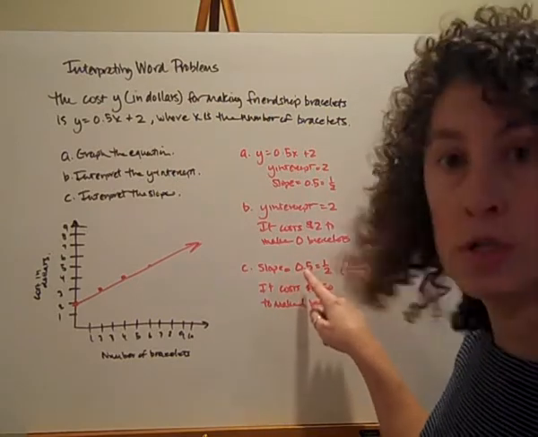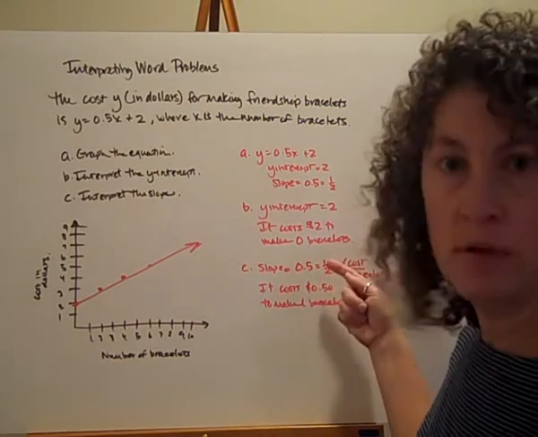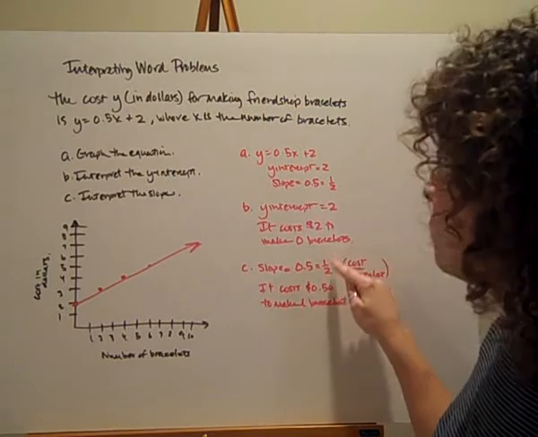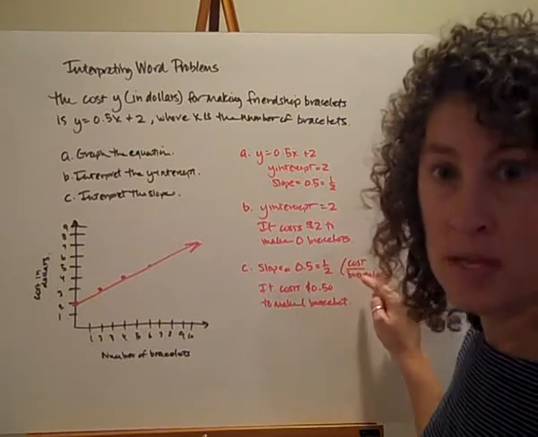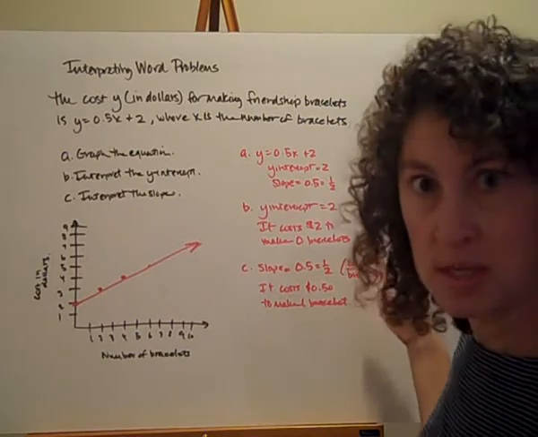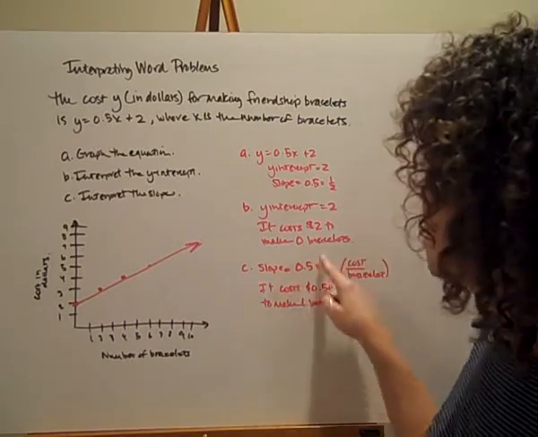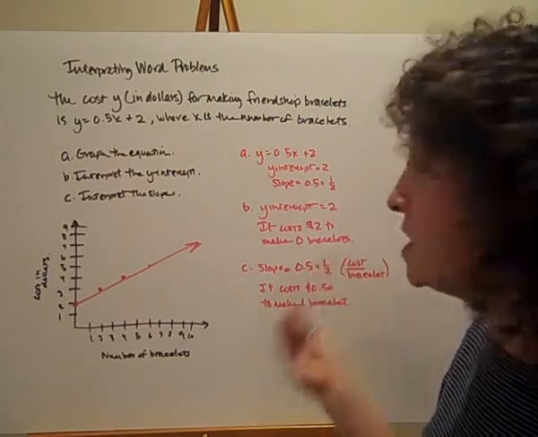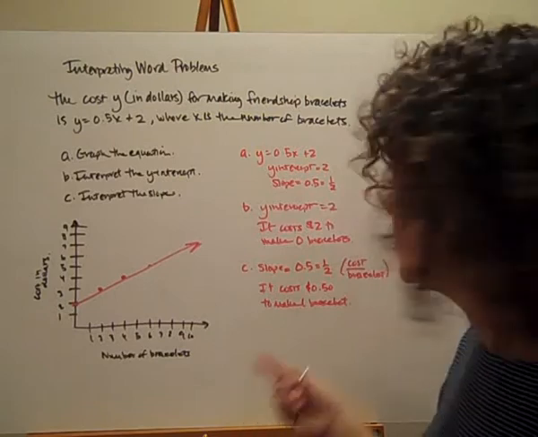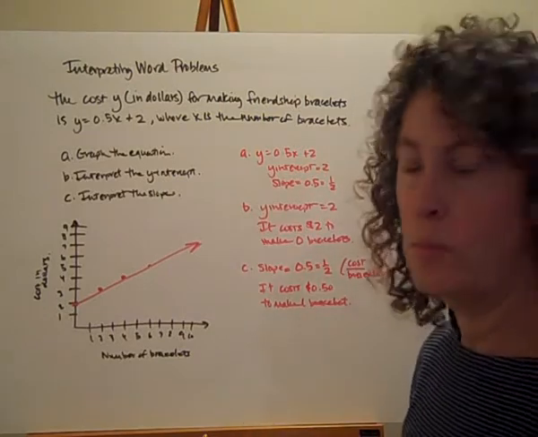Our slope, which is 0.5, if I think about that as my rise and run, that's 1/2. And remember, rise over run. Rise is my cost, and run is my number of bracelets. So this is cost per bracelet. That's what my slope is going to stand for. So it costs 50 cents to make 1 bracelet. So the materials that I'm using up as I make my bracelet, it costs me 50 cents for 1 bracelet.